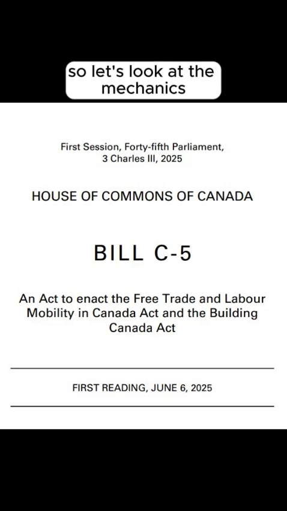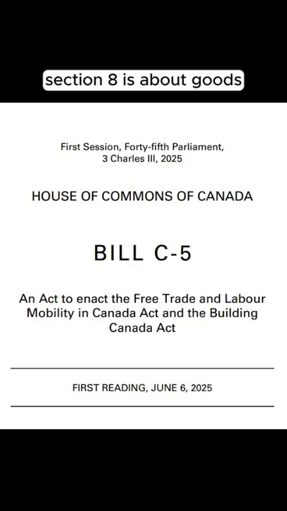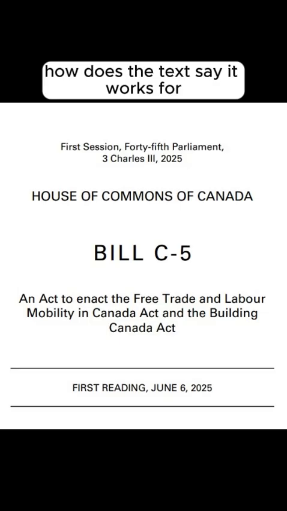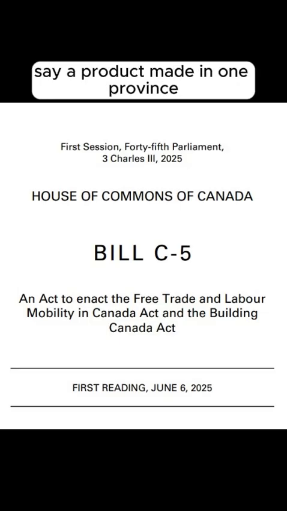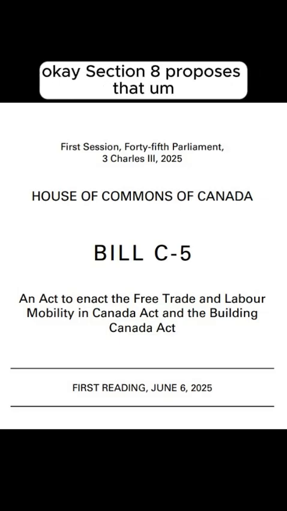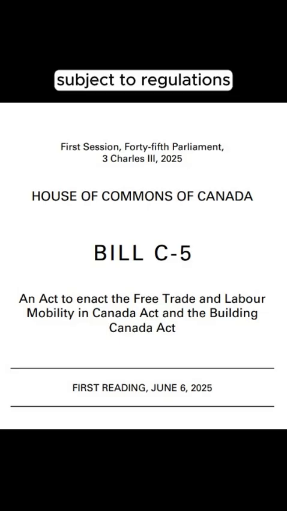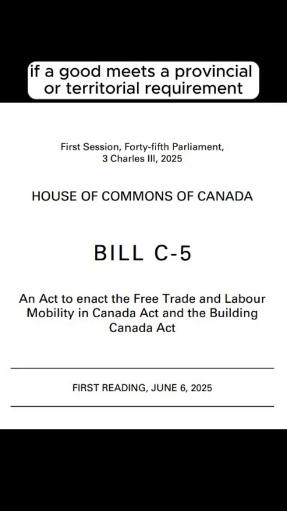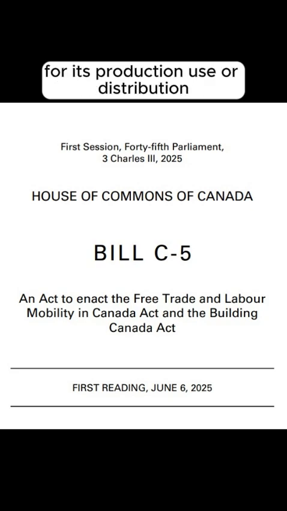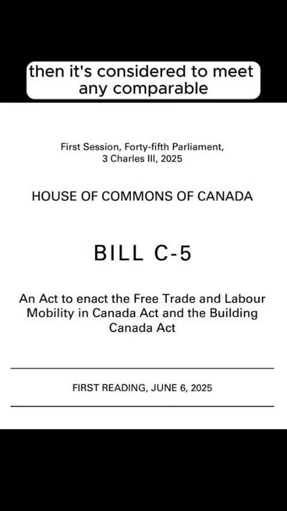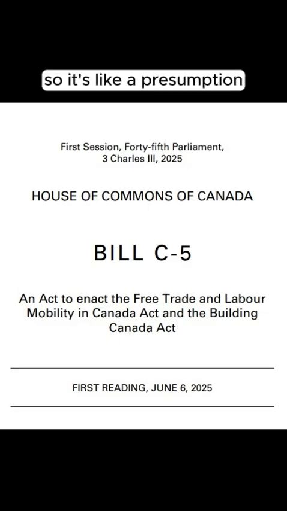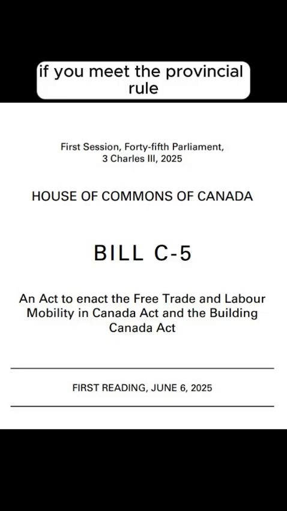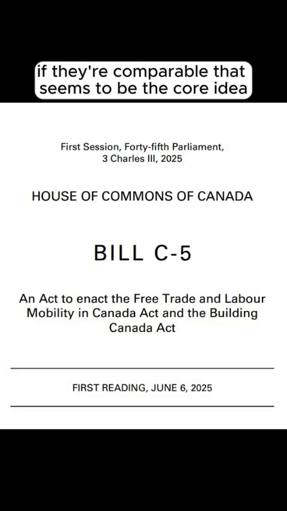Got it. So let's look at the mechanics. Section 8 is about goods. How does the text say it works for, say, a product made in one province? Okay, Section 8 proposes that, subject to regulations, if a good meets a provincial or territorial requirement for its production, use, or distribution, then it's considered to meet any comparable federal requirement. Considered to meet. So it's like a presumption. If you meet the provincial rule, you're kind of assumed to meet the federal one if they're comparable. That seems to be the core idea, yes.